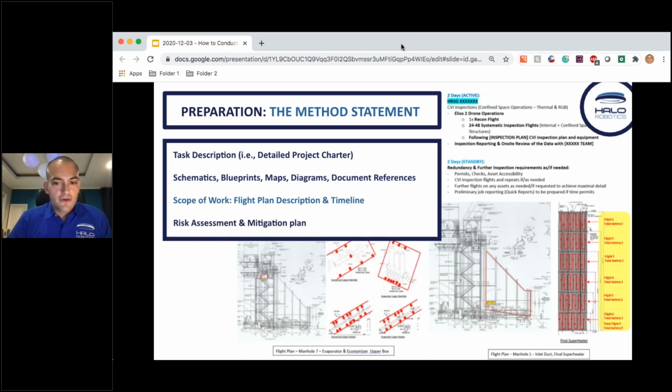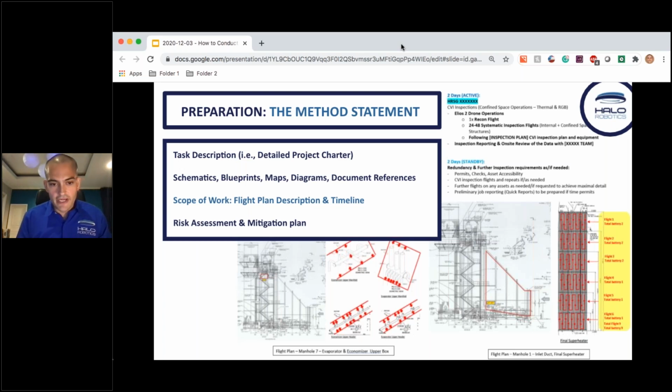So from that information, you can see again here, the next part of the method statement is scope of work, and scope of work as it relates to the flight plan description and the timeline. And here it is very important to be specific. And again, this is a key part of the preparation. When we talk about the level of granularity or specificity that is required, literally every single battery that is used has a plan.